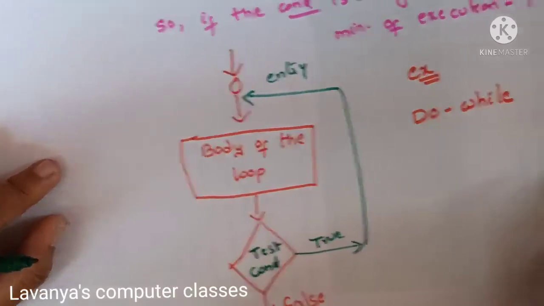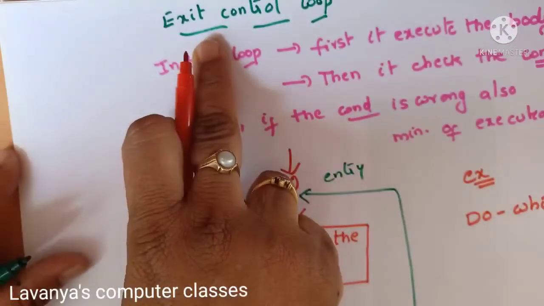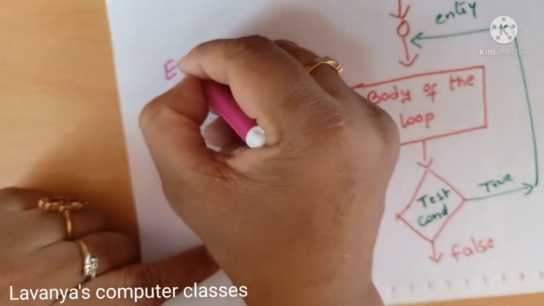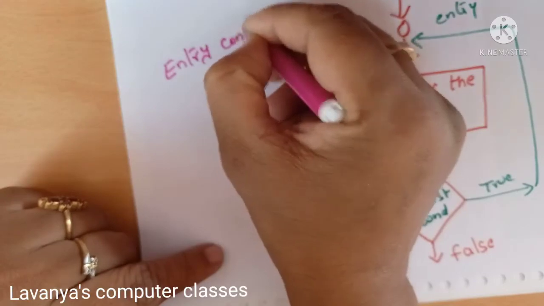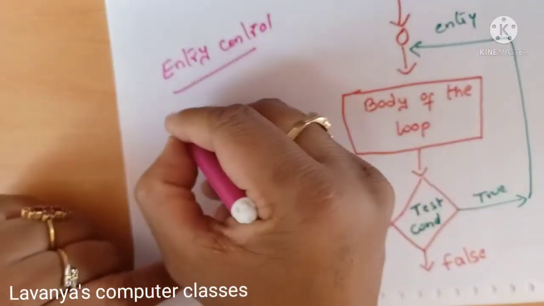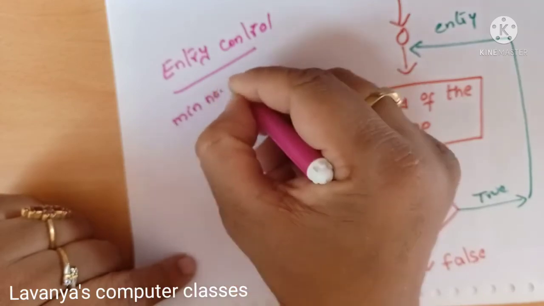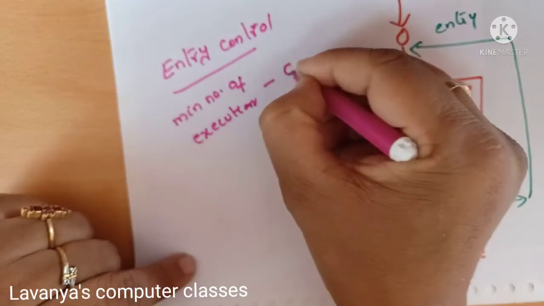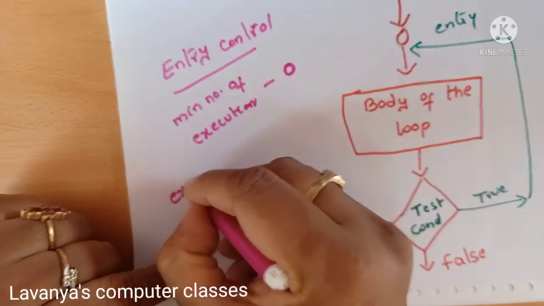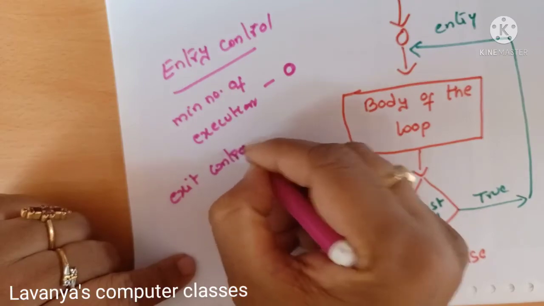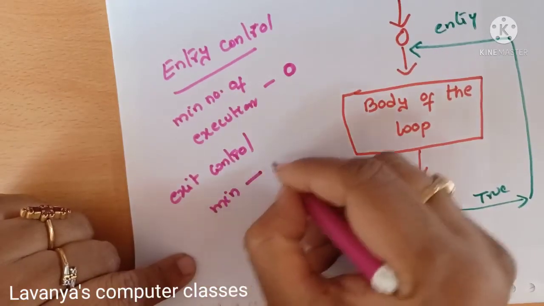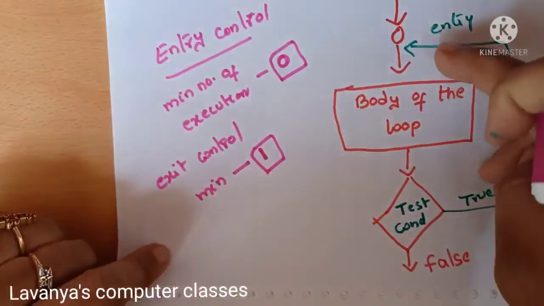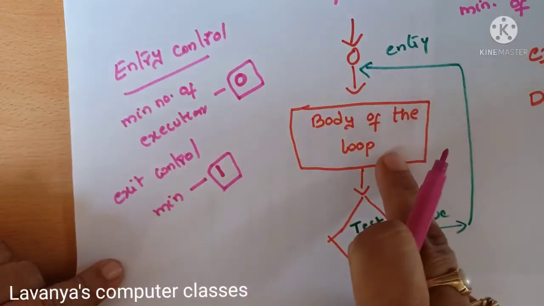The example is do while. Do while is the example for the exit control loop. In the name itself, first do it, and after that we have to check. So the minimum number of times for an entry control loop is 0, because at the entering time only you have to check the condition. If the condition is false, then it is not necessary to execute even once. There it exits from the loop. So in the entry control loop, the minimum number of times of execution is 0. In the exit control loop, the minimum number of times of execution is 1, because even if the condition is false, it is executed once. First it is executed, then only the condition is checked.